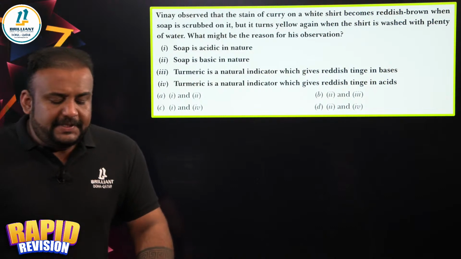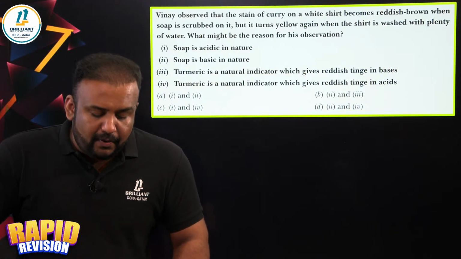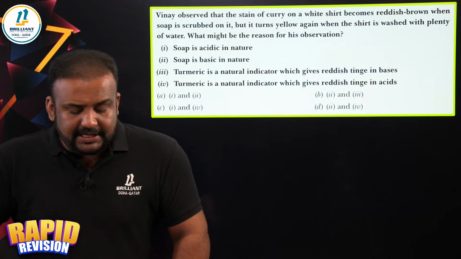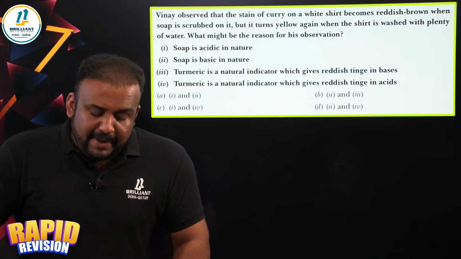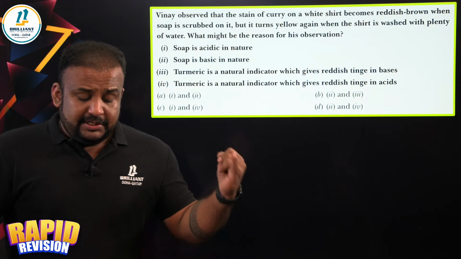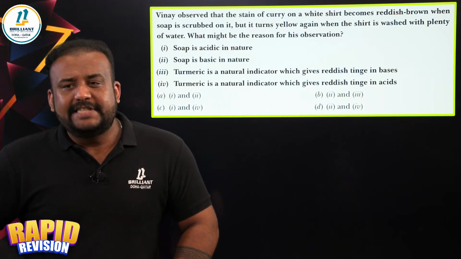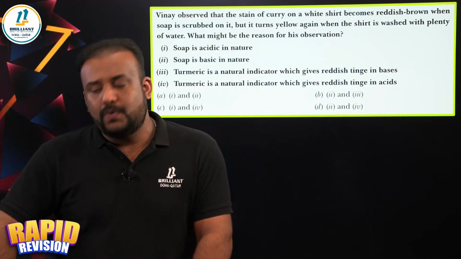Next, Vinay observed that the stain of curry on a white shirt becomes reddish brown when soap is scrubbed on it, but it turns yellow again when the shirt is washed with plenty of water. What might be the reason for his observation? The statements given. Soap is acidic in nature. Is that true? Soap is acidic in nature. Is that true?